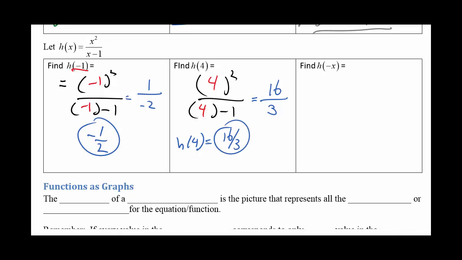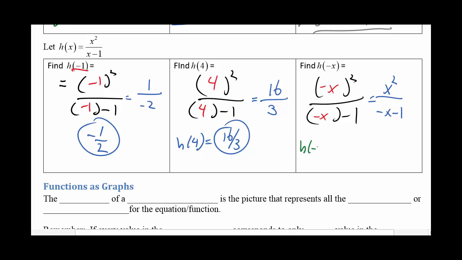Okay. And then one more. So again, I'm going to start with my hole. And then what am I going to fill the hole with? Negative x. So (-x)², that's just positive x². Denominator, there's not really anything to distribute, so that just ends up as -x - 1. And that's actually a perfectly fine answer. So h of negative x is x² over -x - 1. And there we go.